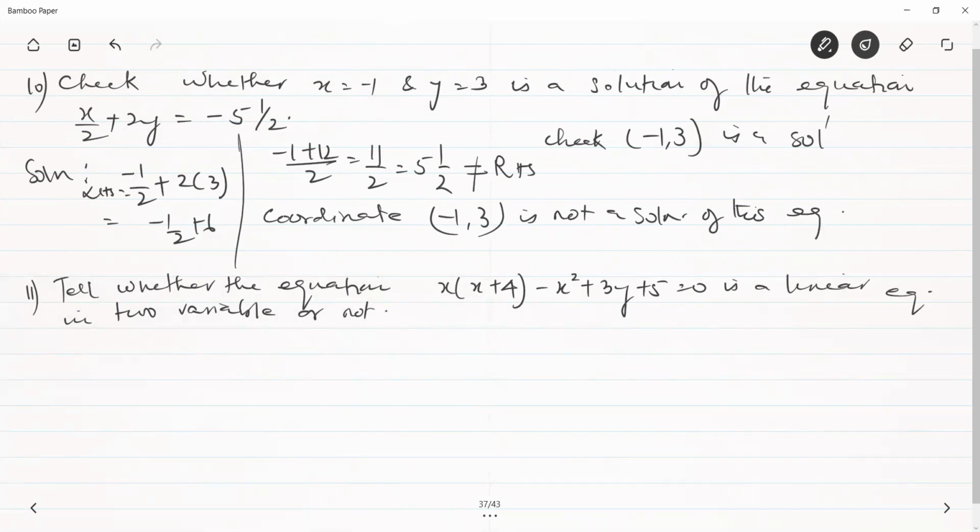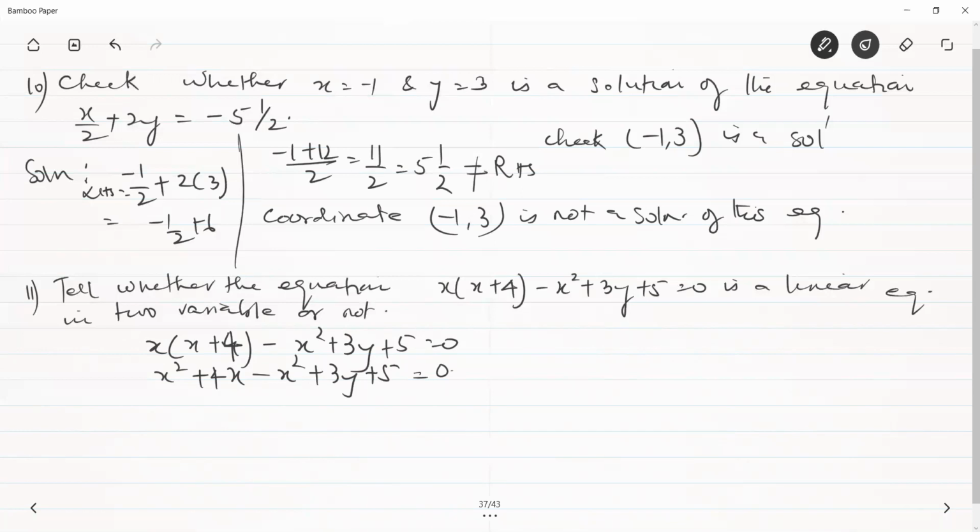Okay, tell whether this equation is a linear equation in two variables or not. You'll have to check. Now the expression here is x plus 4 minus x square plus 3y, this is 4, plus 5 is equal to 0. Now multiply, you get x square plus 4x minus x square plus 3y plus 5 is equal to 0. You can as well cancel both of these. Now what will remain is 4x plus 3y plus 5 is equal to 0.